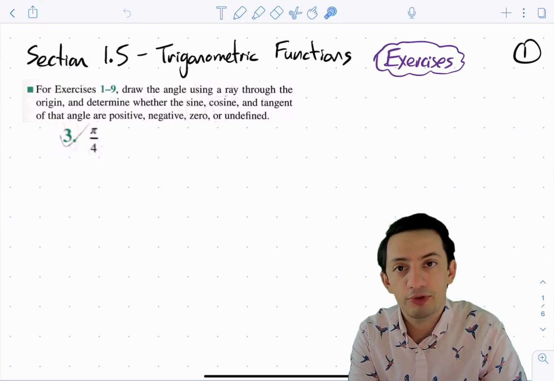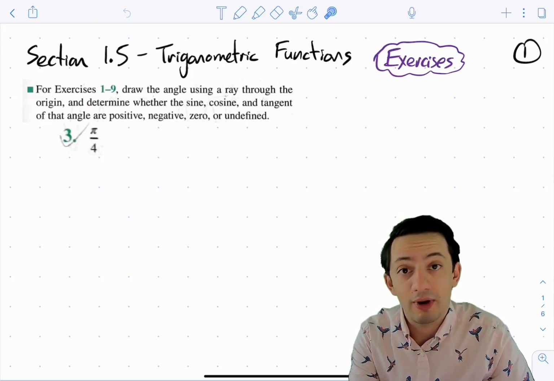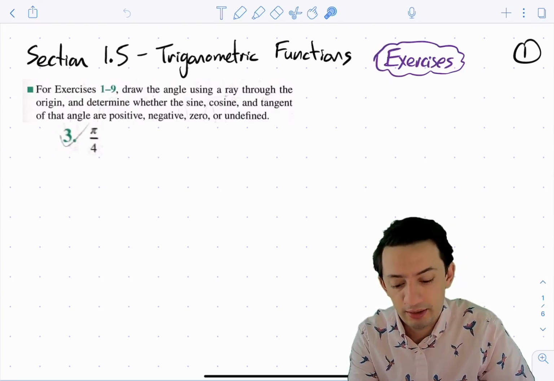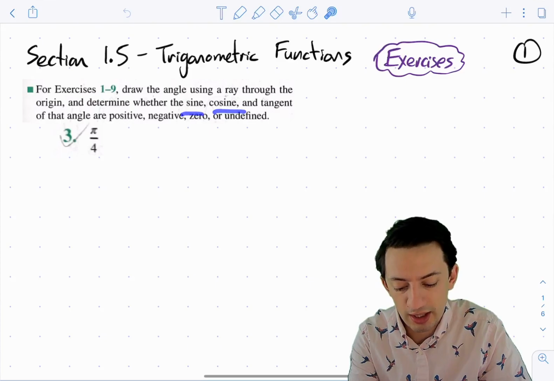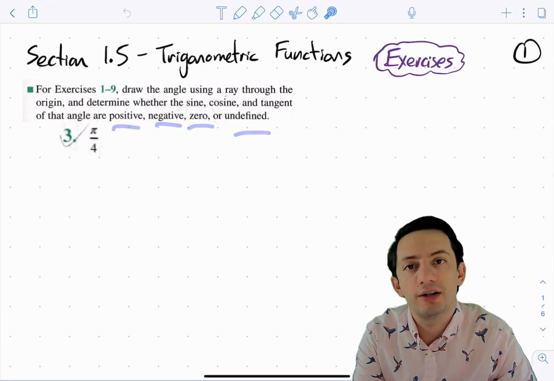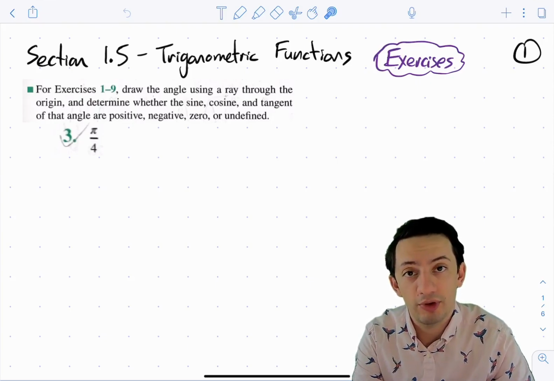Question 3, number 3 in the textbook, says, for each angle, draw the angle using a ray through the origin. So we're going to draw the angle, and then determine whether the sine, the cosine, and the tangent are positive, negative, 0, or undefined. The key is we're going to do it without using a calculator to see the actual numbers. We're just going to think about what sine, cosine, and tangent mean for that angle.